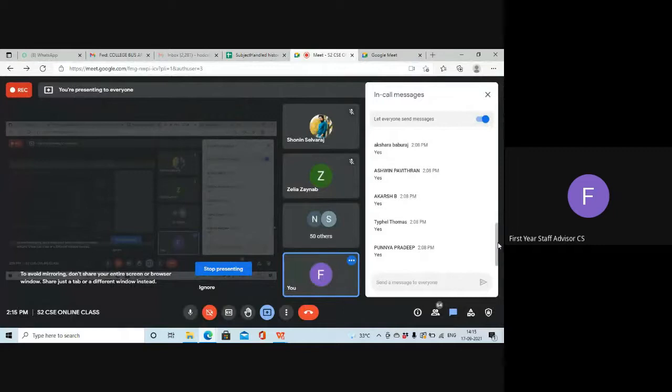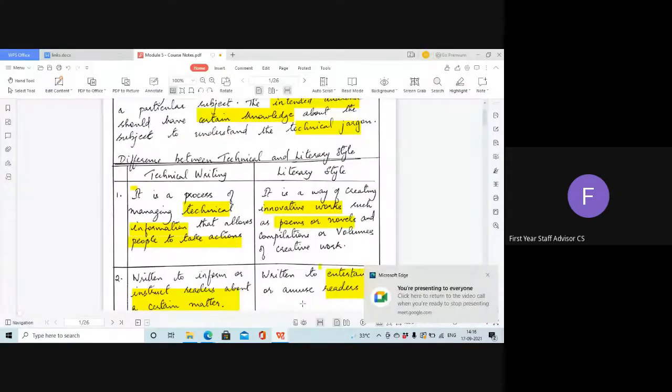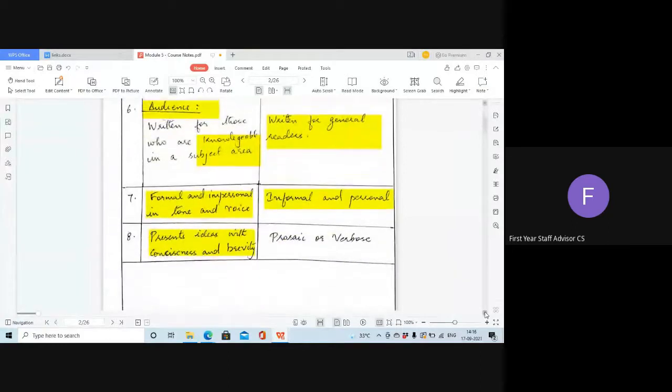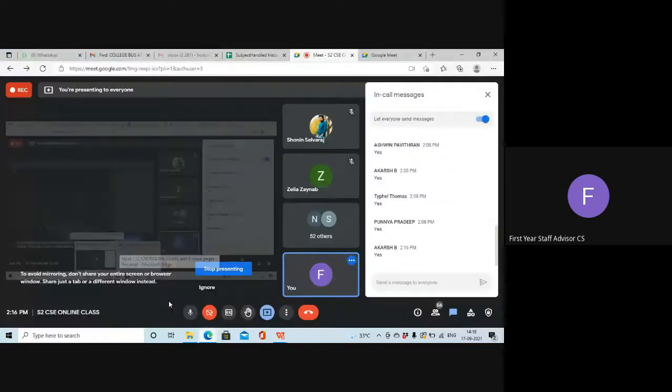Is it clear? Is it clear to you? Again, still 11 of you are absent. 11 students are absent in this list. So is it clear to you? Did you understand the difference between technical writing and literary style of writing? Hello? Okay.